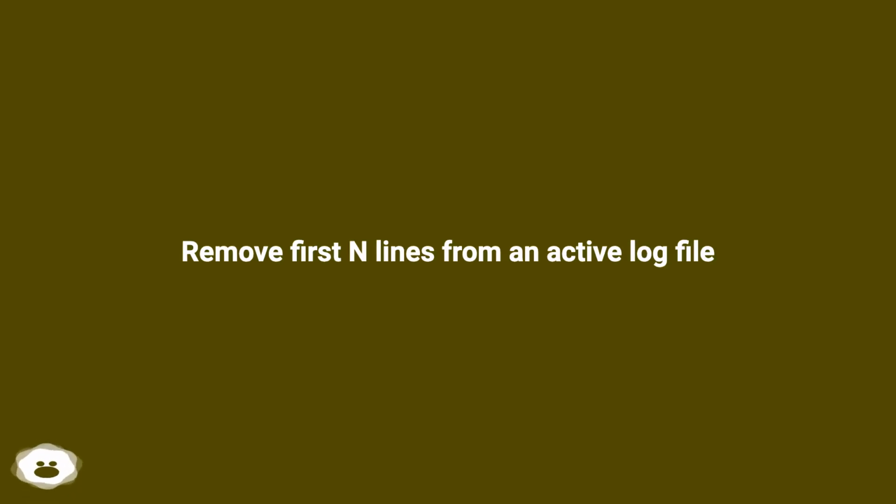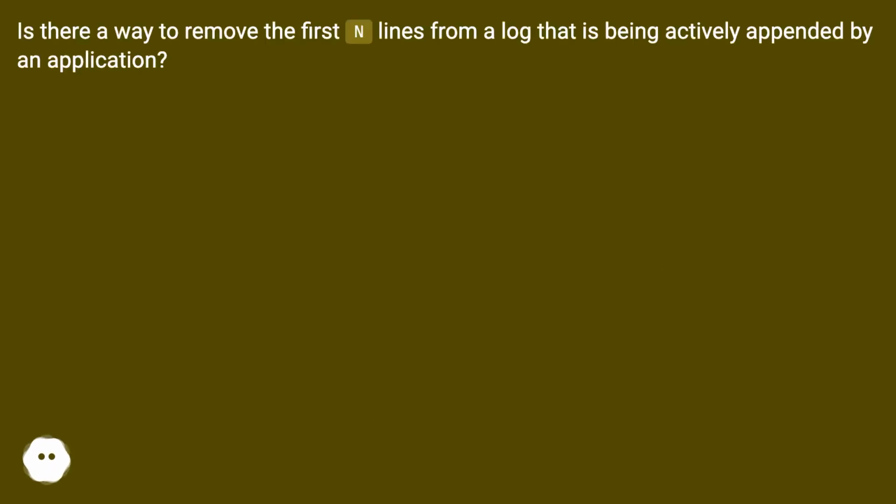Remove first n lines from an active log file. Is there a way to remove the first n lines from a log that is being actively appended by an application?